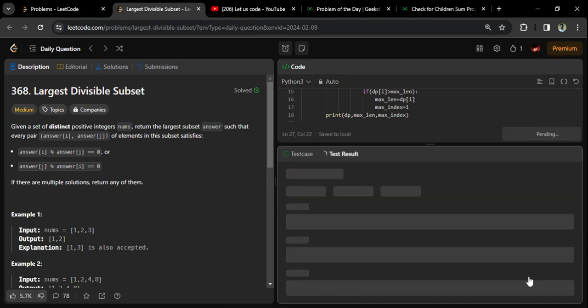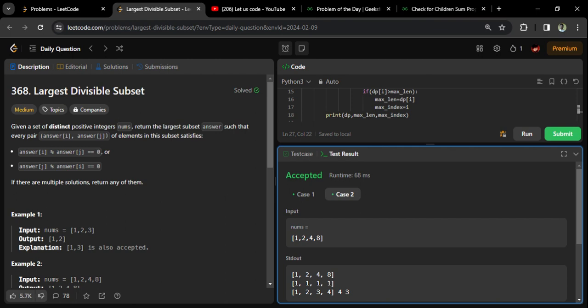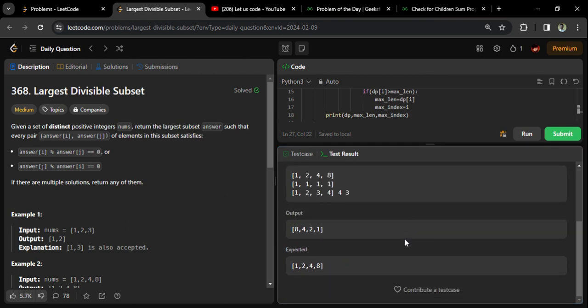If I can quickly run this and show you, as you can see, it works, and I've already submitted the solution and it is getting accepted. So yeah, fine. That was this logic.